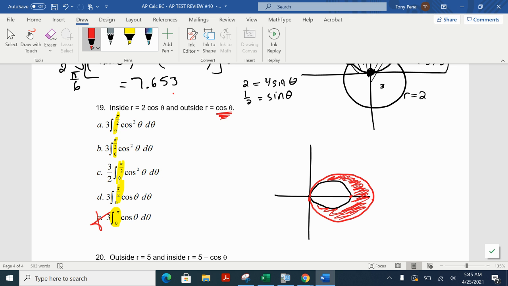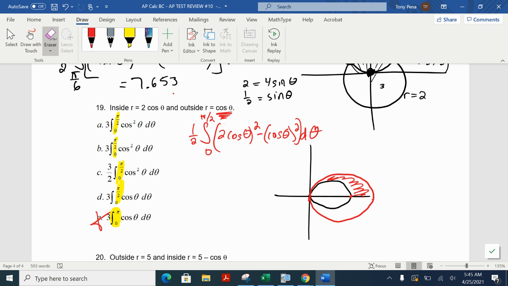So let's do what we know. This obviously has to be 0 to pi over 2. The outer curve is twice cosine of theta, and then square that. The inner curve is the single cosine of theta, and then square that. This is our setup. Let me show you what that simply gives us. It gives us that area from 0 to pi over 2 only.